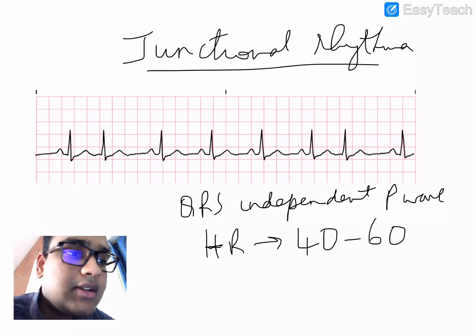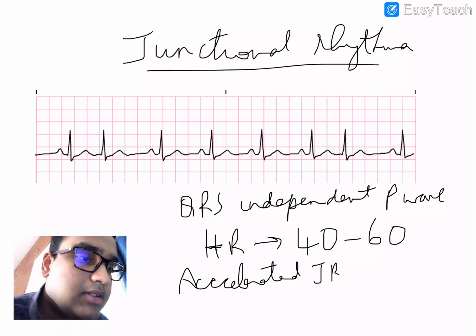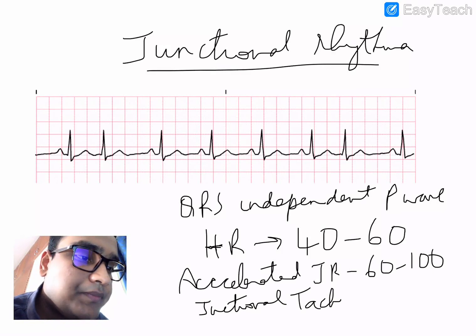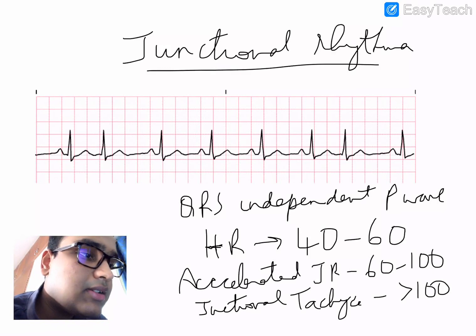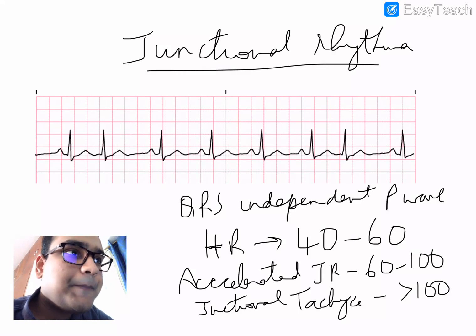So an accelerated junctional rhythm is when there is junctional rhythm with a heart rate of 60 to 100, and junctional tachycardia is when there is a junctional rhythm with more than 100 beats. So this becomes important in ventricular tachycardias. So that is about junctional rhythm.